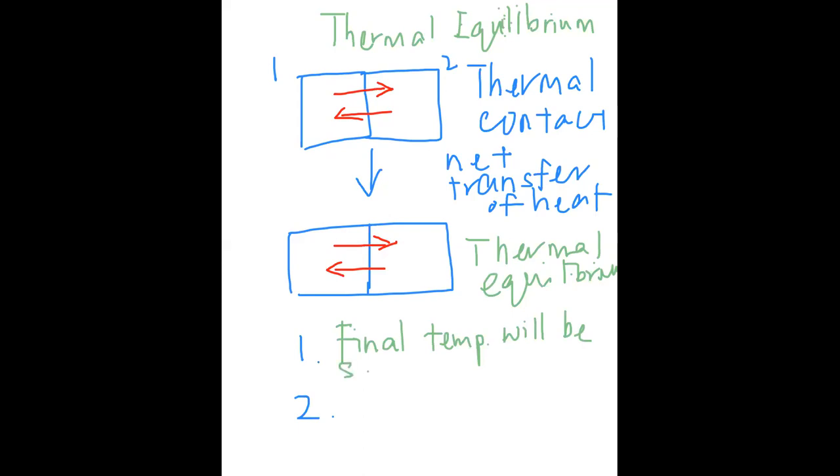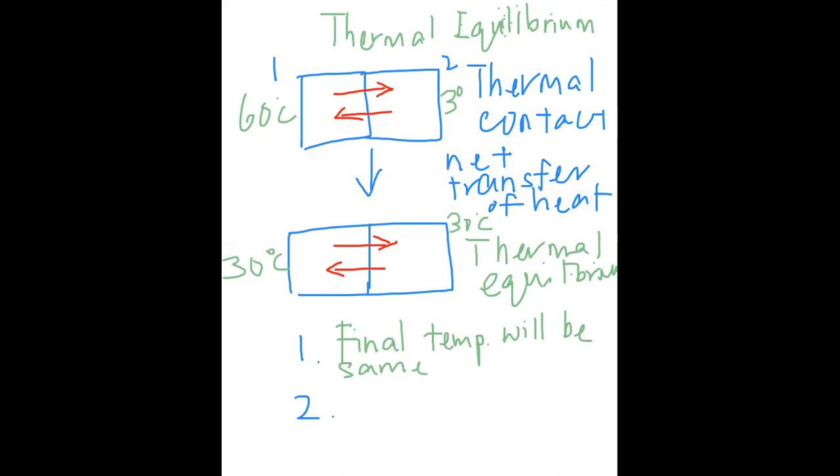So for example, object 1 initially is 60 degrees Celsius, and object 2 is maybe 3 degrees Celsius. One is hotter, one is cooler. So there is a transfer of heat. Then until it reaches thermal equilibrium, maybe this will become 30 degrees Celsius, meaning object 1 has cooled down already. Then object 2 will warm up and become 30 degrees Celsius as well. So the final temperature for both will be the same.